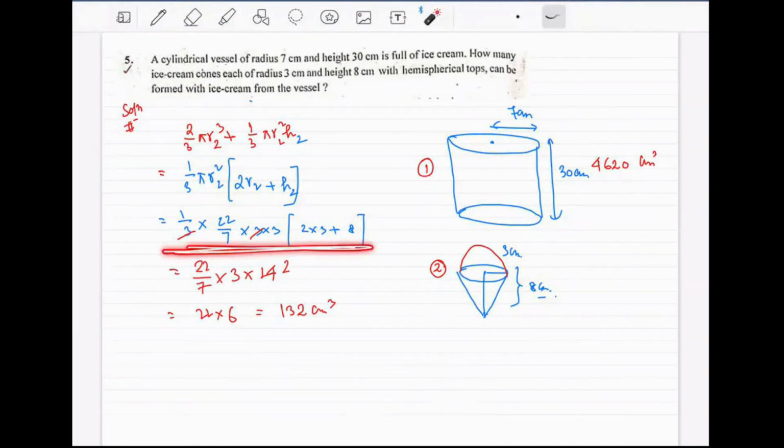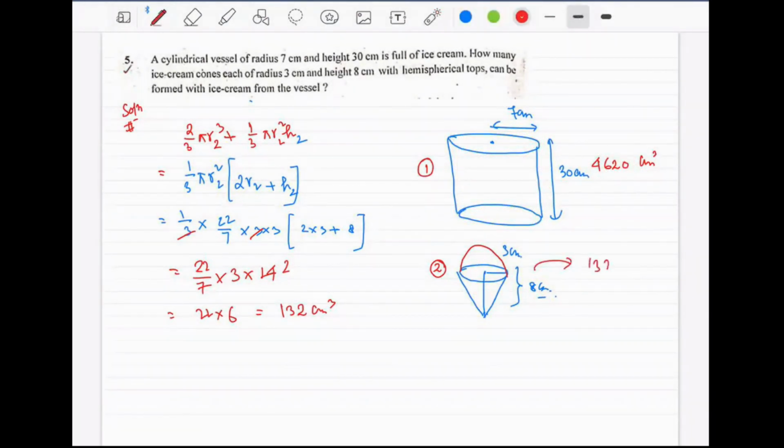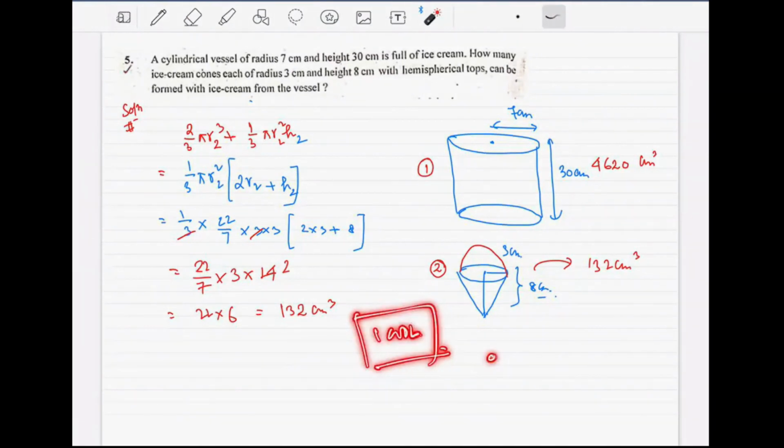This is just multiplication and addition. You can check it later also. If you get confused, you can check it later on. You are just putting in values actually. 1 by 3 here, pi here, R2 square here. Since there is a square, we are putting R2 two times. So the final value is 132. Look, for this one, the volume is 4620. For this one, how much is the volume? 132 centimeter cube.